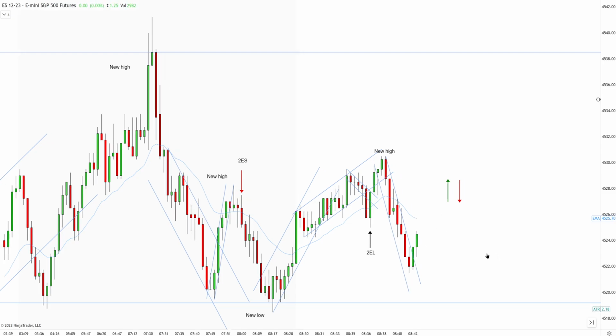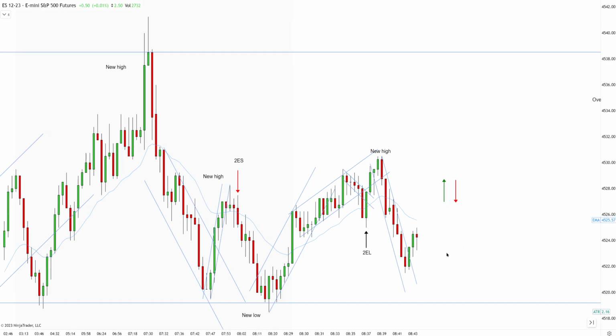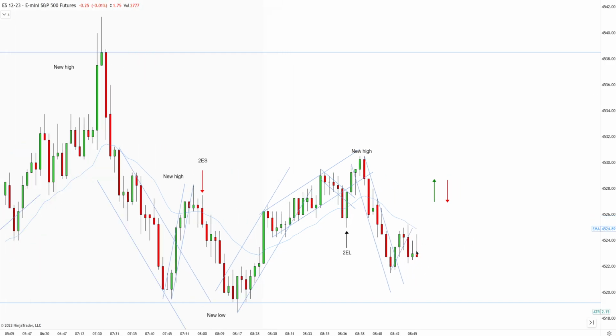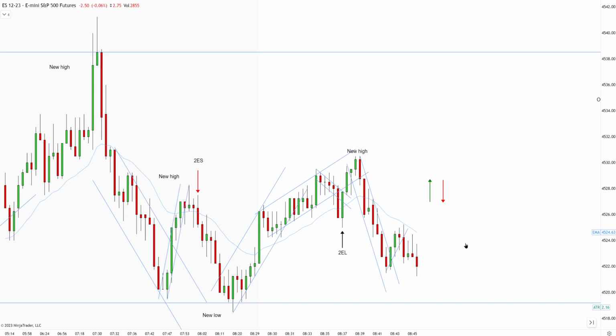I'm looking for high probability setups, something like this. We have first entry short. We have a second entry short, but it's so far from the EMA, not even the tail is touching the EMA. That's not a good sign. I need to see a second entry short at the EMA. So unfortunately, I cannot take it.